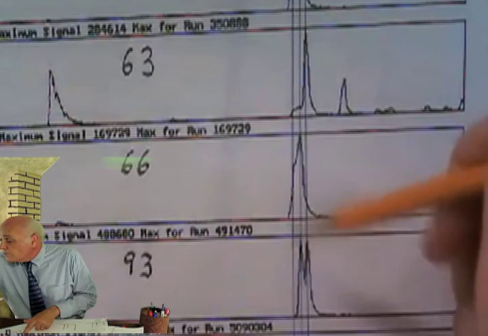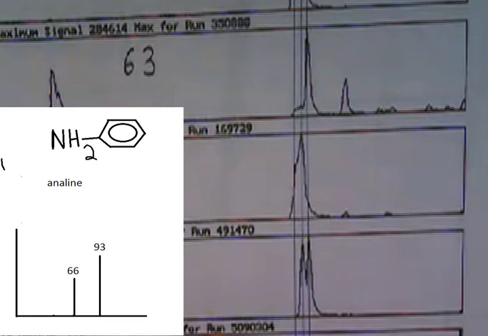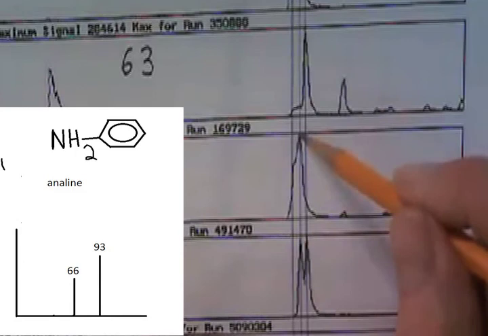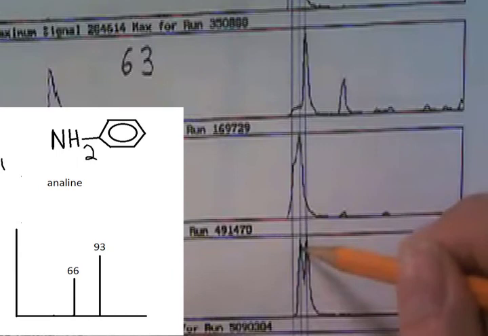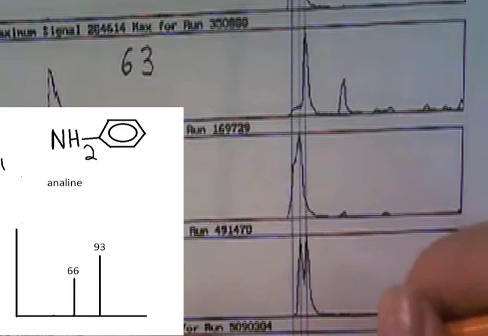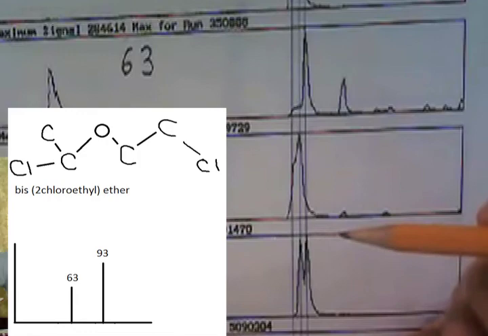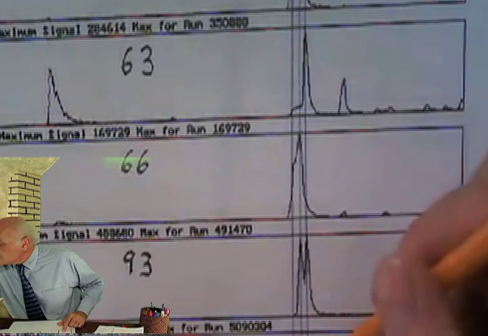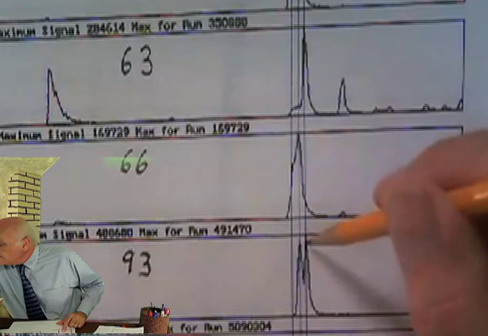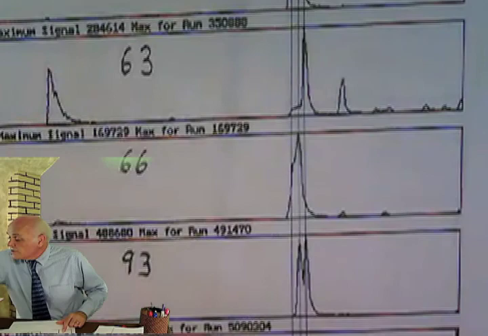Okay, the middle one we think is aniline. Aniline, we'd be looking at 66 and 93. So 66, perfect. And 93, notice 93 is a double peak, but it's got a nice distinct peak matching up with this peak here. And then the last one is bis-2-chloroethyl ether. We'd be looking for 63 and 93. So let's see what we've got here. Okay, 63, nice big peak, 93, nice big peak. So that pretty well tells us that these three peaks are phenol, aniline, and bis-2-chloroethyl ether.